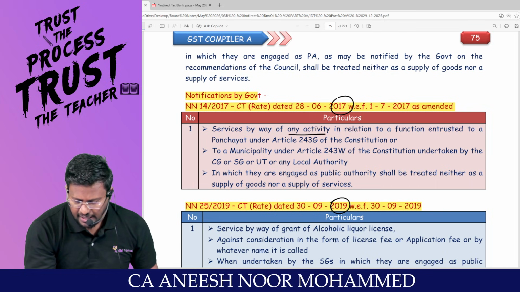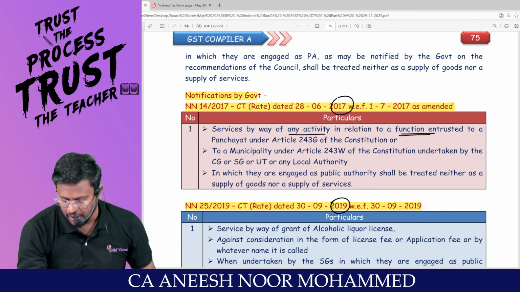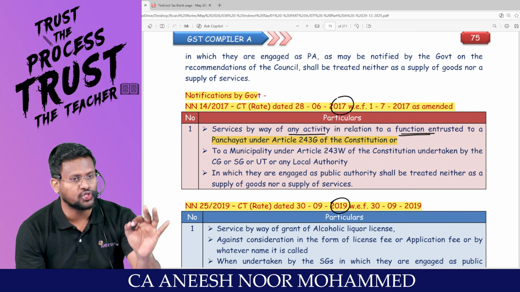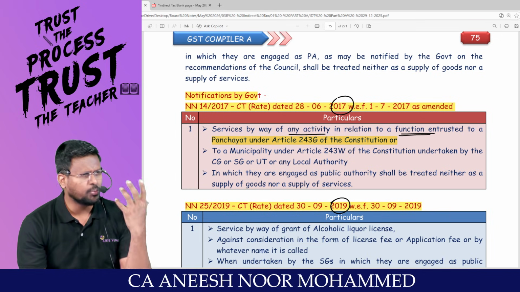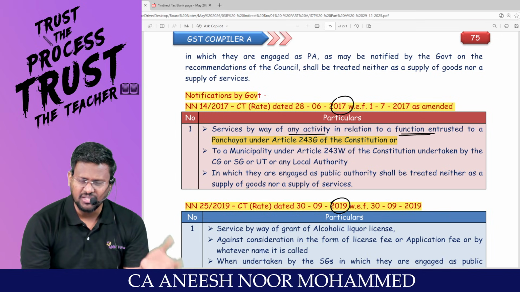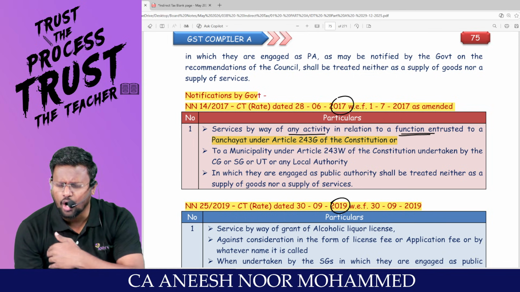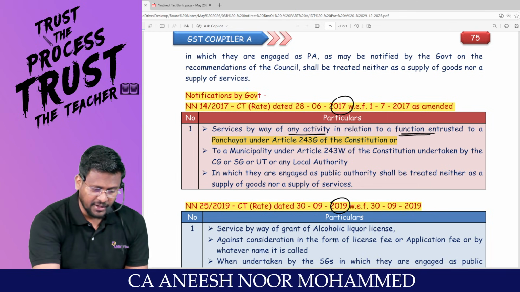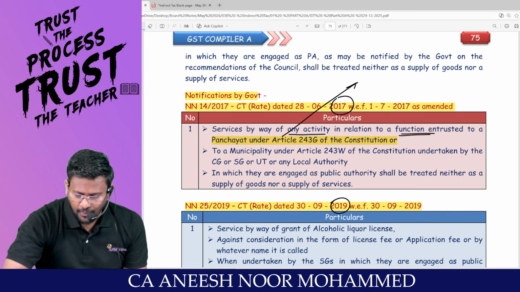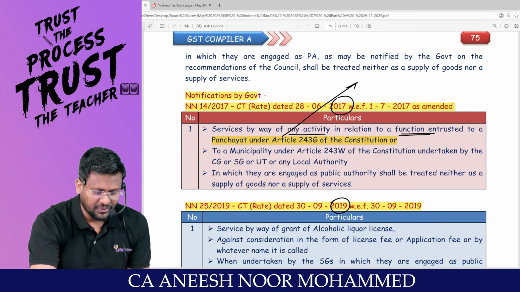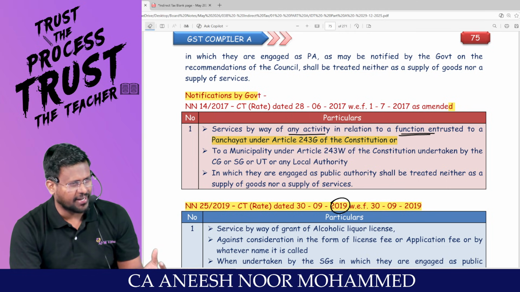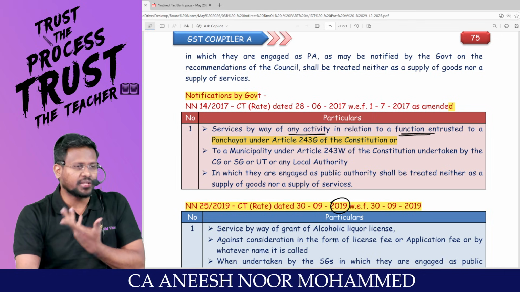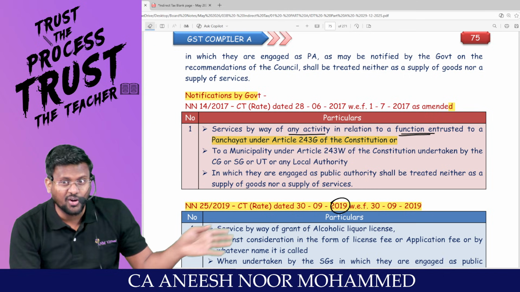Service by way of any activity in relation to a function entrusted to a panchayat under Article 243G of the Constitution. Nothing, man. You may be a panchayat. Being a panchayat, you are supposed to do a lot of activities for the general public. What are the activities to be done by a panchayat is covered in Article 243G, like waste management, collection of waste, putting roads, supplying water, all the public activities, putting street lights, sometimes mosquito vehicles also going.